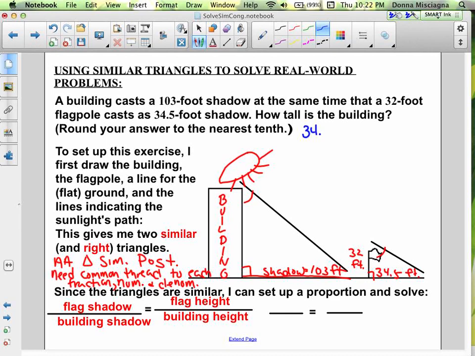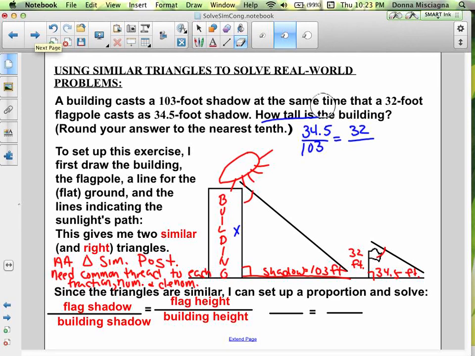I'm not going to write it in words again because we've got it at the bottom. There's only so much room on this page. 34.5 feet. You can leave off the units until you're done. Building shadow is 103 feet. Flag height is 32 feet. We are looking for the building height. That was the unknown. How tall is the building? I did not mean to cross that out. I just meant to underline it.